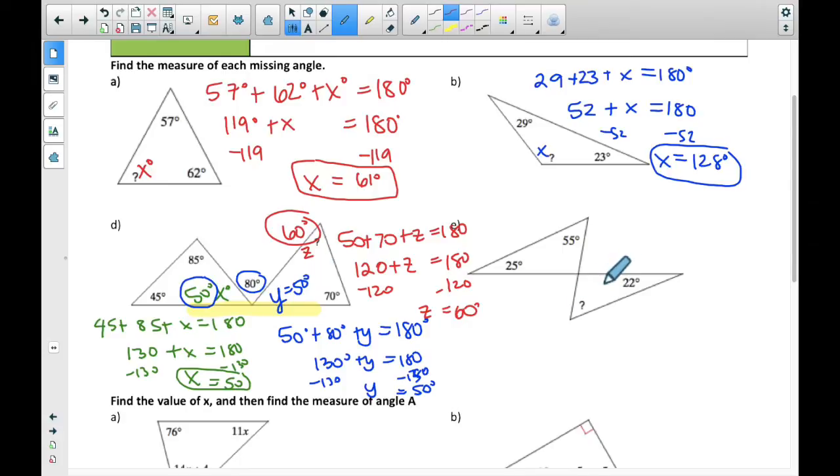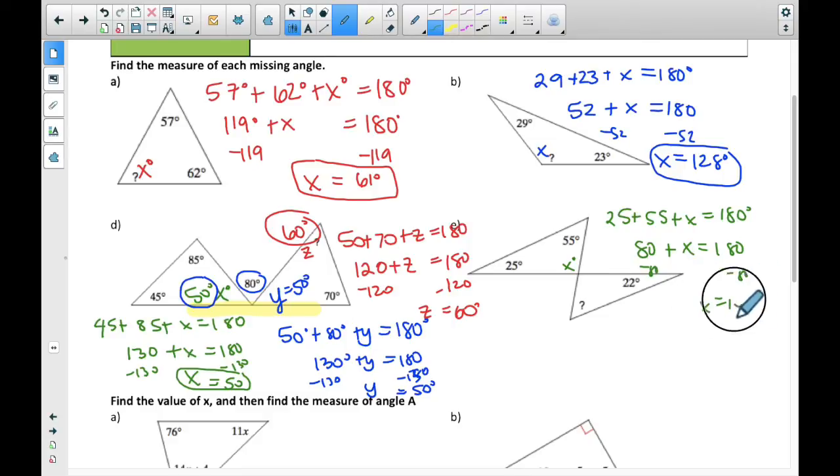Letter E is similar in that it's missing information, but it has a different setup. And so let's just talk about how to do this one. First on this one, I'm going to find this piece here. And so I start off with 25 plus 55. And then I add my X, and I say all that adds up to 180. Well, 25 plus 55 is 80. So I have 80 plus X equals 180. I subtract my 80, and I get X equals 100. All right, that's 100.